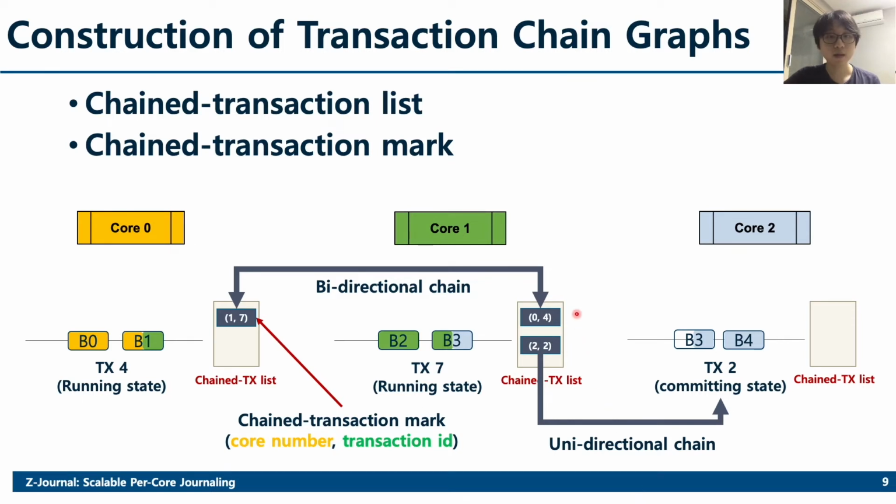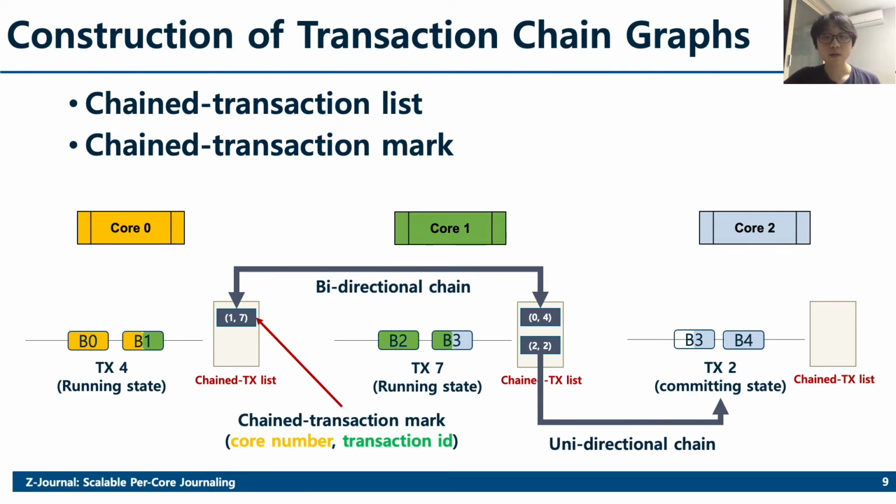In this case, the chain is bidirectional. This means transaction 7 of core 1 also has 0,4 in its chained transaction list. This bidirectional relationship means both transactions must be considered as a single transaction during the checkpoint stage. Unlike this, this relationship is unidirectional. That means transaction 2 of core 2 can be checkpointed regardless of transaction 7 of core 1's status, because this precedes this.